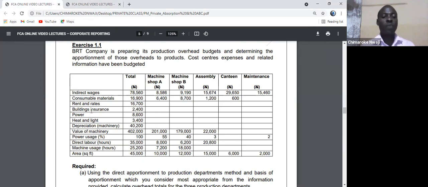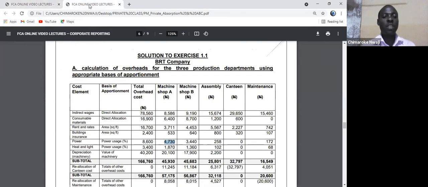We go to the next one, which is heat and lighting. Once again, I will use power usage for heat and lighting. And I will once again say for machine A is 55% divided by 100 multiplied by 3,400, and it gives me 1,870. That is how we got this figure.